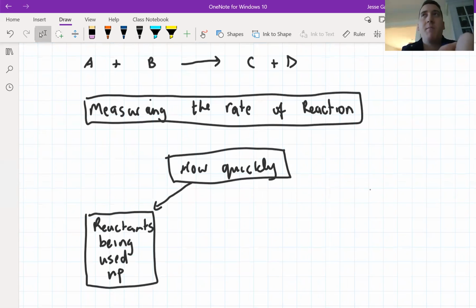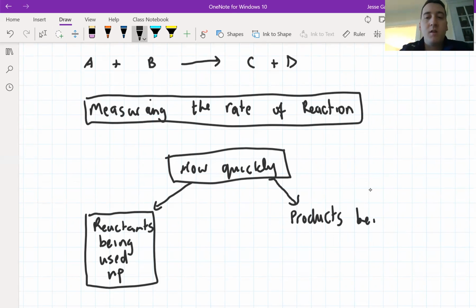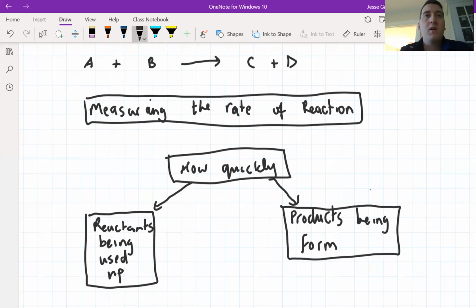We might do this by measuring how quickly the mass is reducing, like if we put a certain mass of two reactants into a flask, and maybe they make a gas, so the gas escapes. If we can measure how quickly the mass is changing, then we know how quickly the reactants are getting used up. A more common way of doing this is to measure how quickly the products are being formed. If we're making a gas, we might collect the gas and find out how much is being formed and how quickly, something like that.